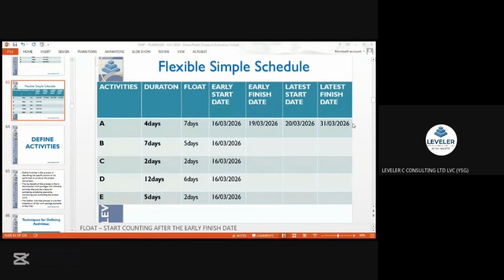So Friday 20th, Monday 23rd, 2 days, Tuesday 24th, 3 days, Wednesday 25th, 4 days, Thursday 26th, 5th day, Friday 27th, 6th day, then Monday 30th, 7th day. So this is wrong. It's the 30th, not the 31st. Do we get it? Is it clear?